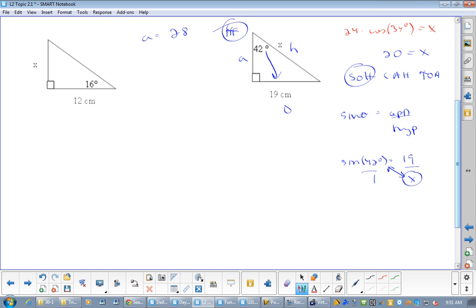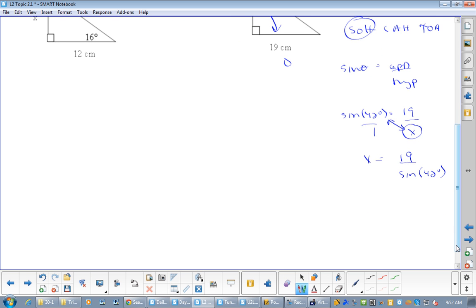This cannot be downstairs. And it's not by itself, it's got a 19 with it. If I trade these, do you see how it's upstairs and by itself? And that's always the goal when you solve. Okay, what is 19 divided by sine 42 degrees? What'd you get? So x equals 28. We could even put centimeters here because that one actually had centimeters.